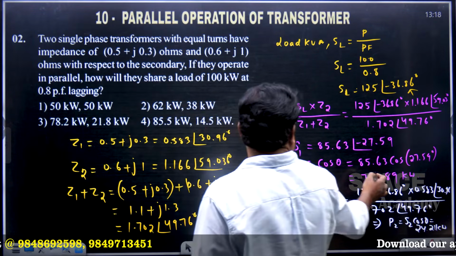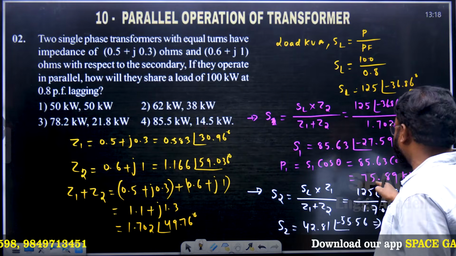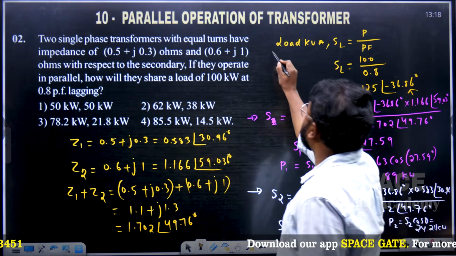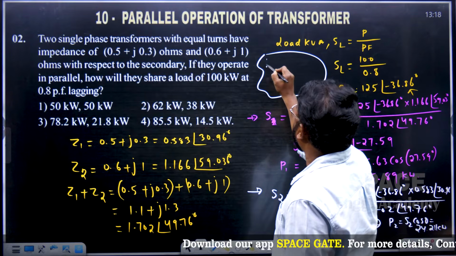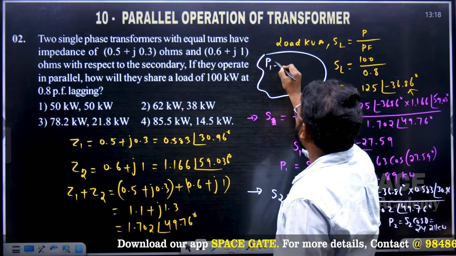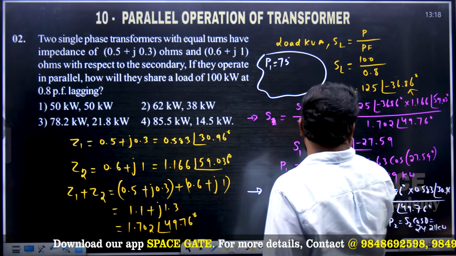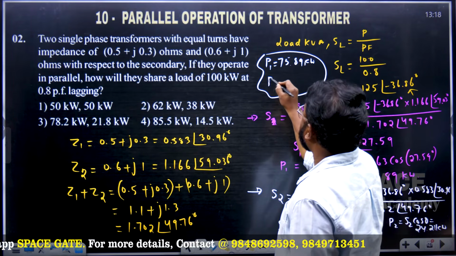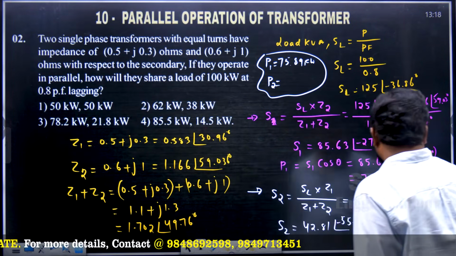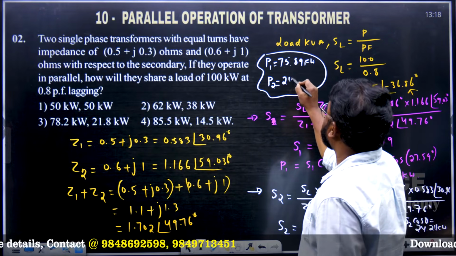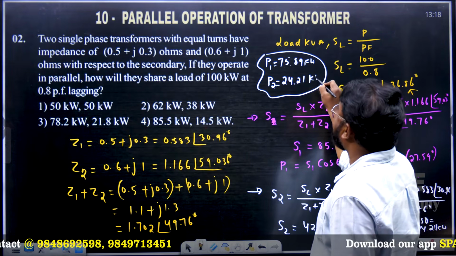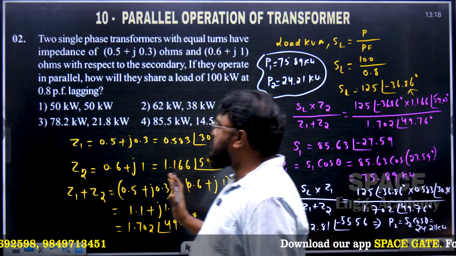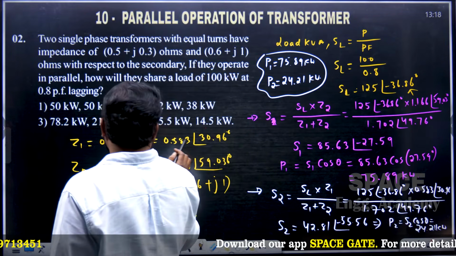So we got the answer. First one, the power shared by transformer 1 is equal to 75.89 kilowatts, and power shared by the transformer 2 is equal to 24.21 kilowatts. Now see the options here. Approximate answer we have to select.